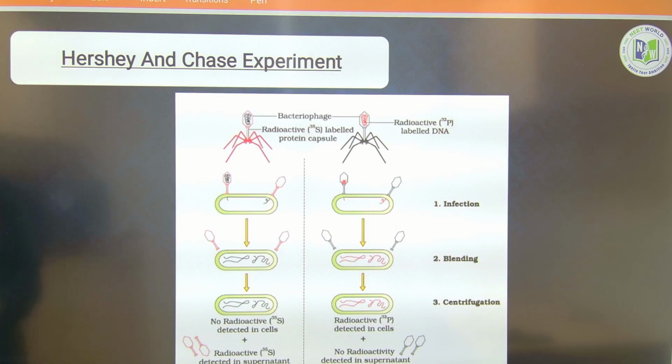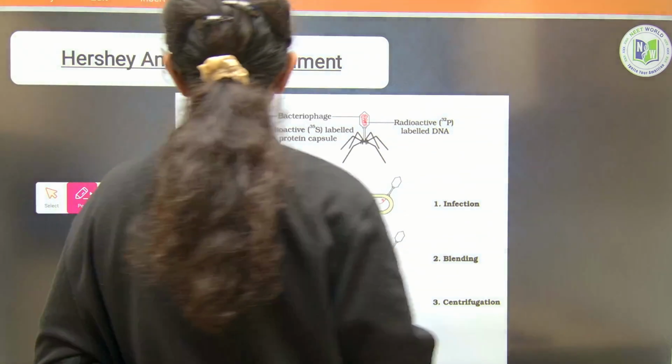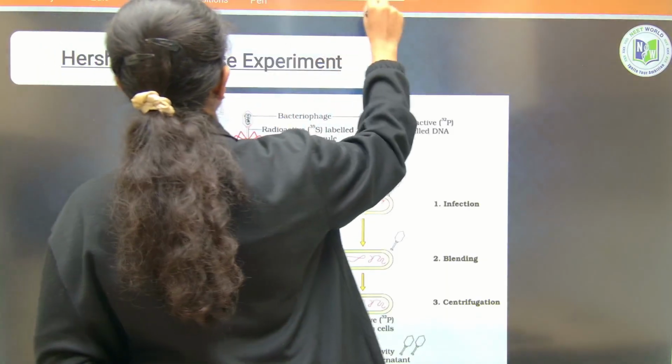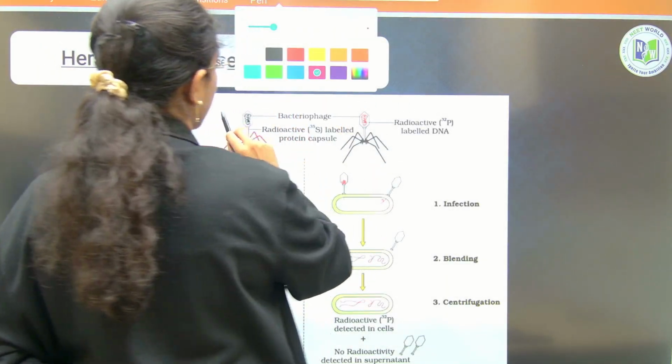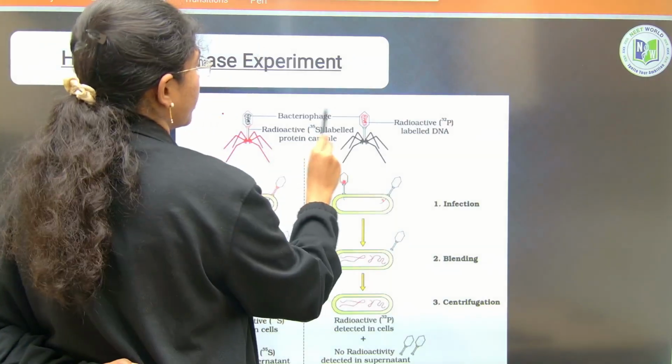And later it is Hershey and Chase who have given the unequivocal proof that DNA is the genetic material. Okay, unequivocal proof that DNA is the genetic material. So here if you see clearly, first is what? Bacteriophage.